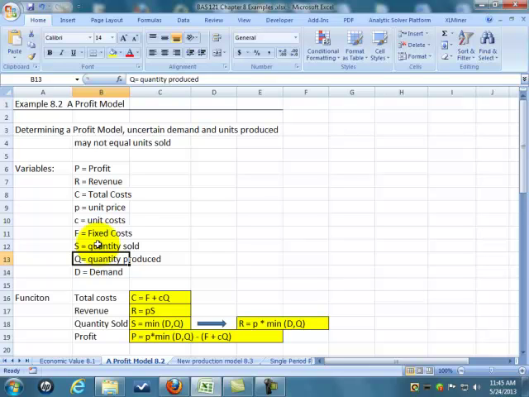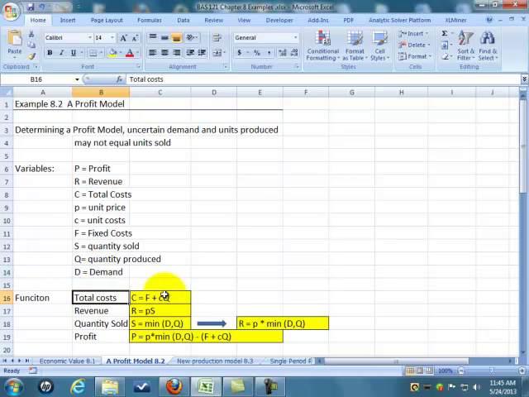Now we're getting into this modeling to say, well, wait a minute. If we produce it, we might sell it. We might not sell it. We might have what's called some lost opportunity sales. Let's say we produced 10, but we could have sold 20. The demand was for 20. Well, we can't say we sold 20. We only produced 10. So D is the quantity demanded.